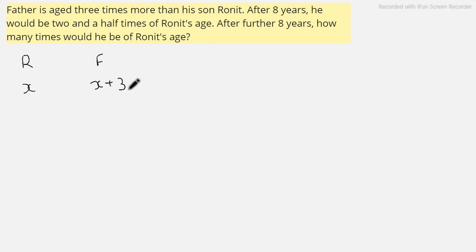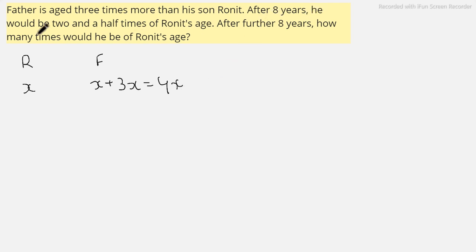What you have to pay attention to is that it is mentioned aged 3 times more than his son Ronit. When it is more than, we have to add: x plus 3x. If the question was that father is aged 3 times that of his son Ronit, then father's age would be 3x. But here it is 3 times more. So x plus 3x, which is equal to 4x.